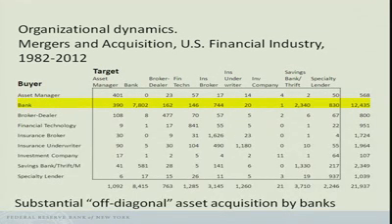Another way to do this. This is a table that shows pretty much the universe of mergers and acquisitions that have taken place in the financial industry as a whole, not just banking. The way to read this table, this is a two-way matrix. Here on the rows, you have the type of buyer: asset manager, bank, broker-dealer, and so forth. On the columns, you have the type of target.